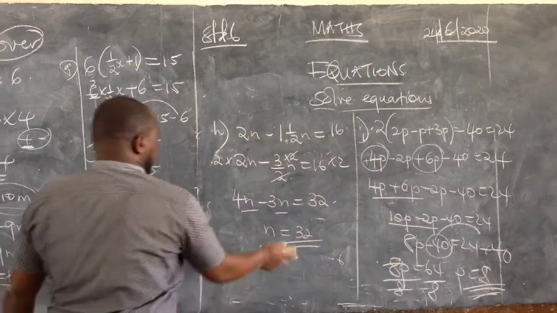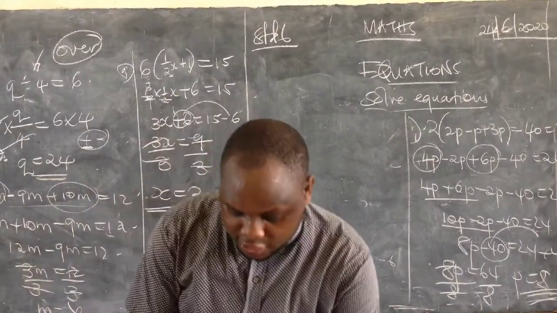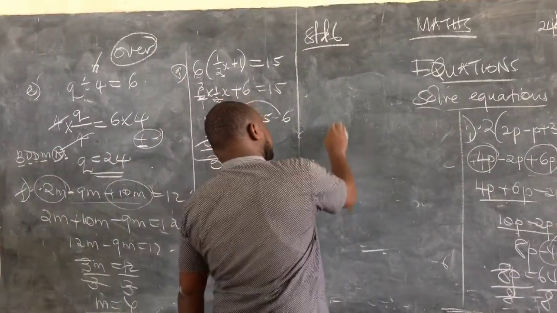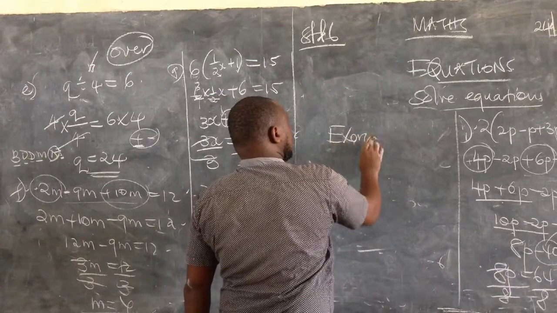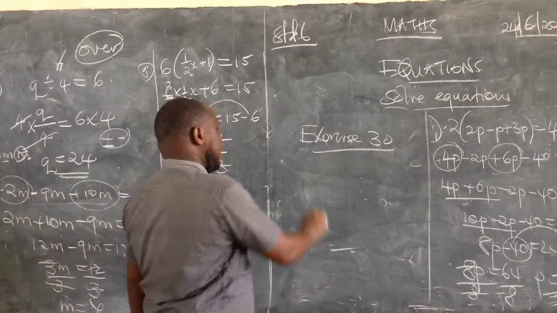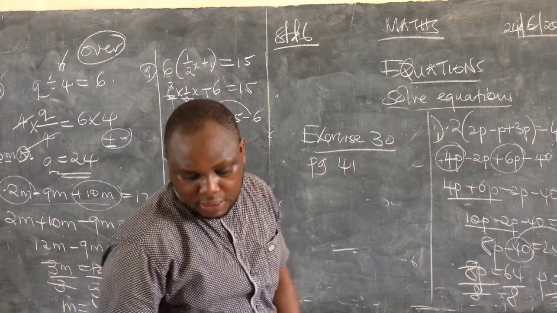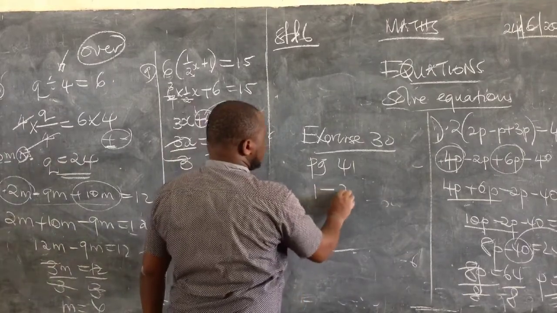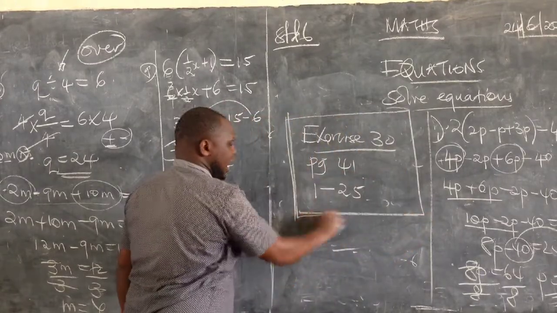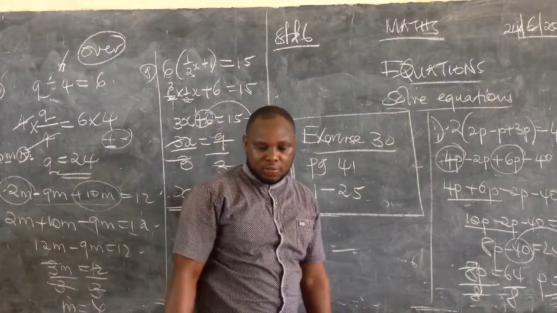So without wasting much time, I want to give you an exercise that you're going to carry out even during the weekend, because it's going to be a weekend. Exercise 30, that is on page 41, questions running from number 1 to 25. I want you to try these questions. Follow what you have seen here on the board, and you'll realize that the questions are so easy that you can handle all of them.